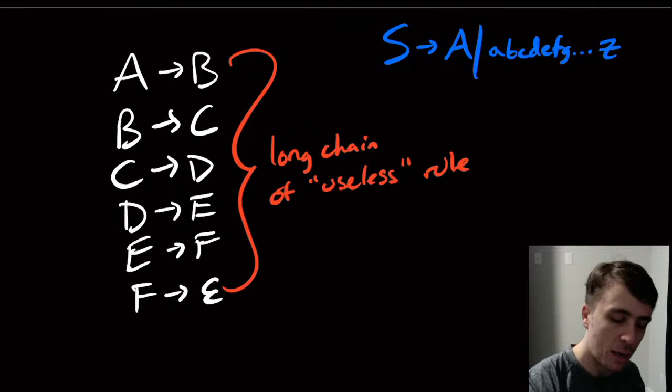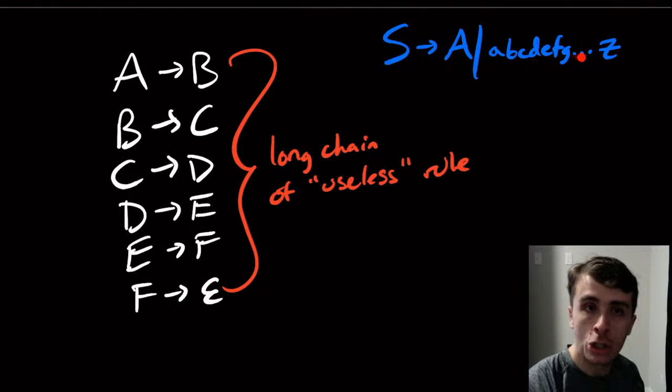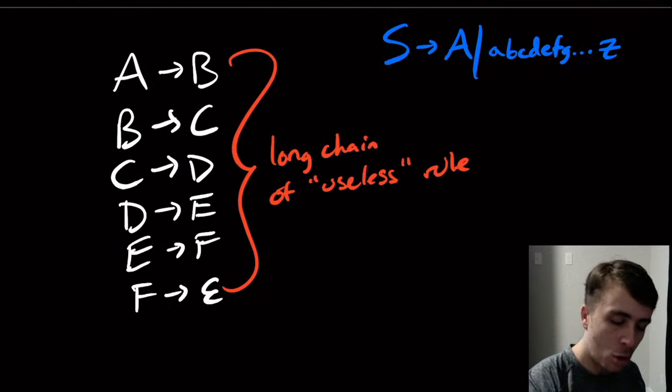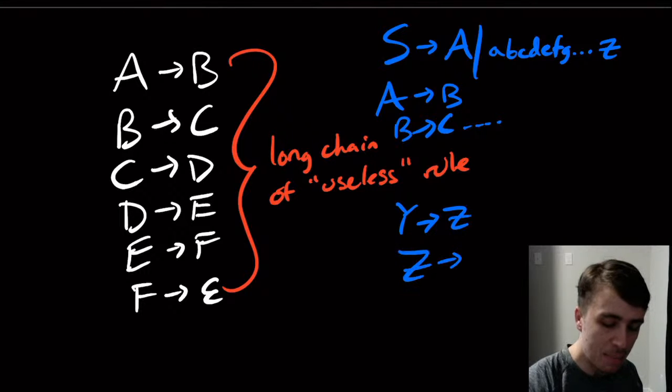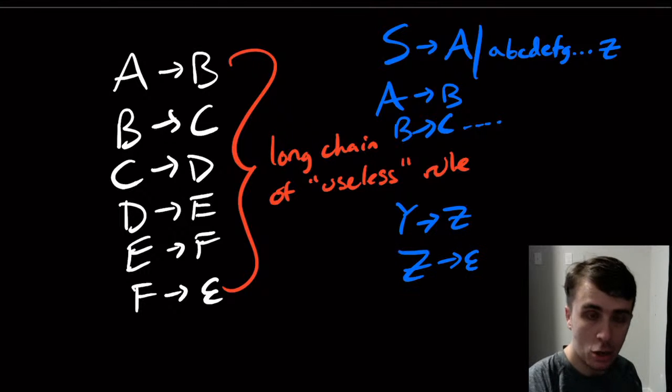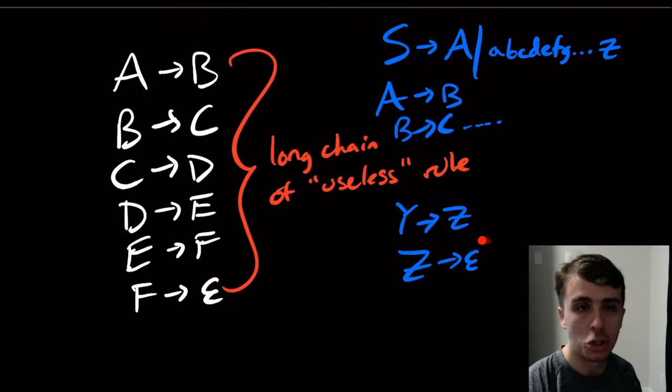So S could make this long string directly, but also A could do this long chain that we did before. And then let's say that variable Y makes variable Z and Z makes epsilon. So it could be that we take this really, really long route to make a really short string, and we can have a really short route to make a long string.